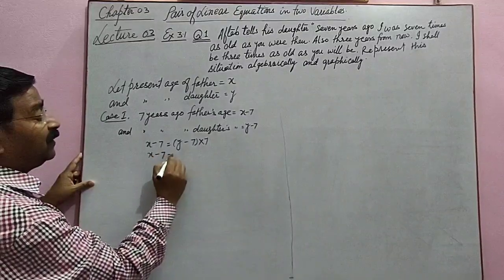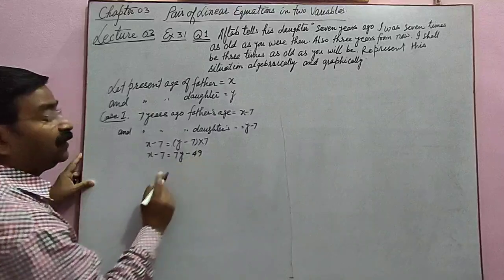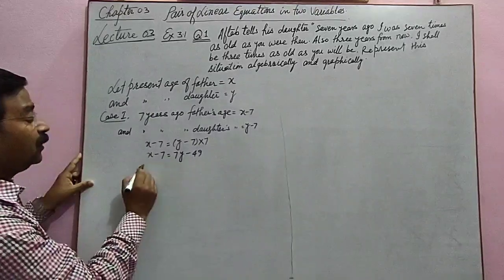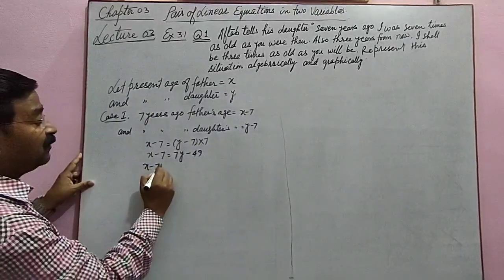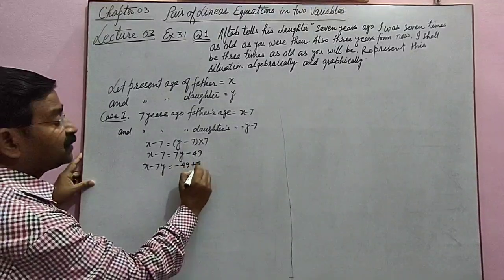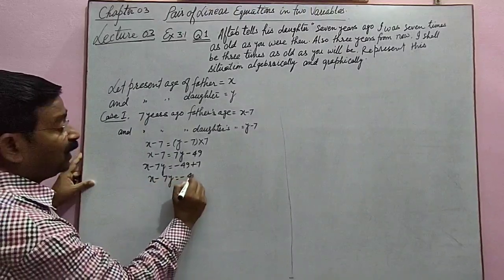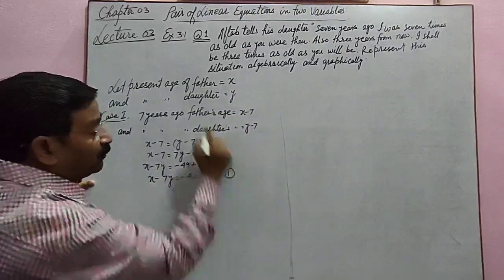x minus 7 is equal to 7y minus 49. Bring x and y together. We have x minus 7y is equal to minus 49 plus 7. x minus 7y is equal to minus 42. We have got equation number 1.